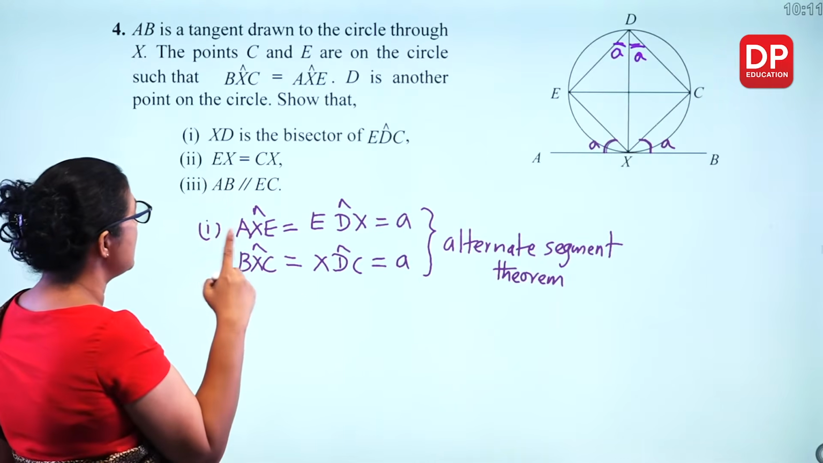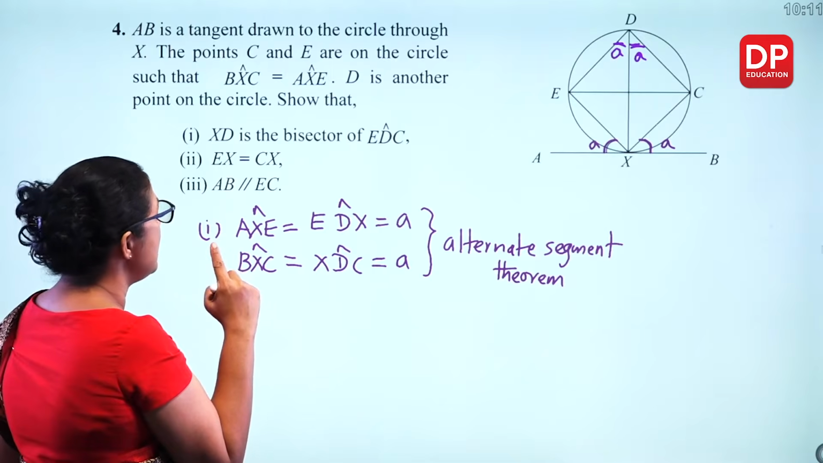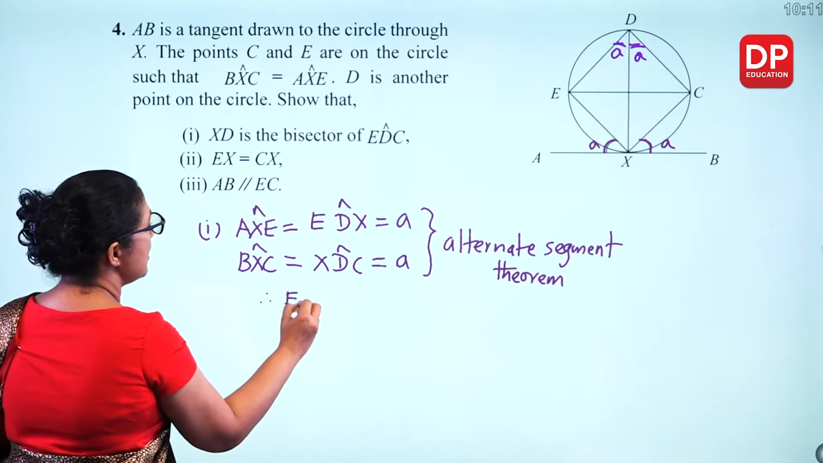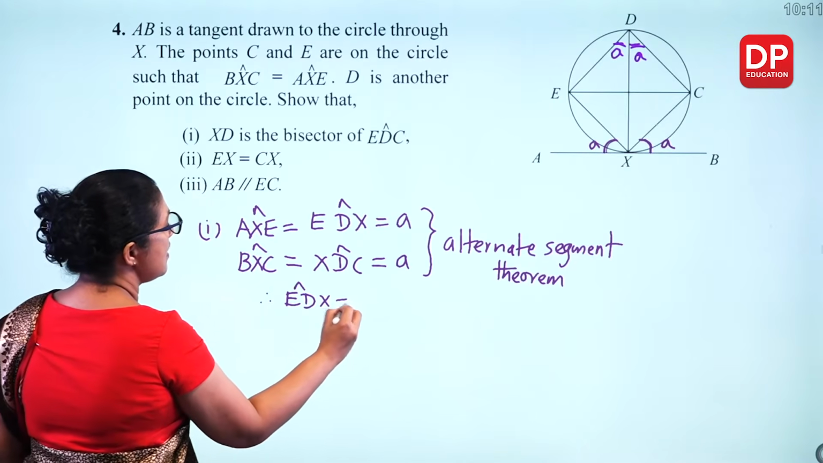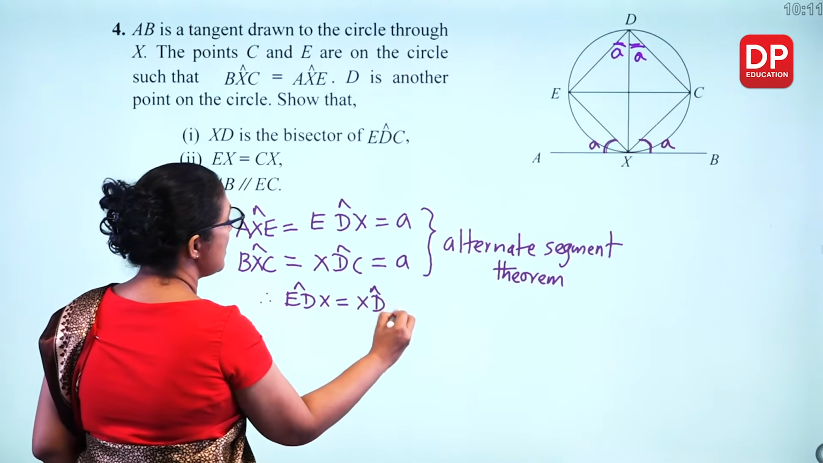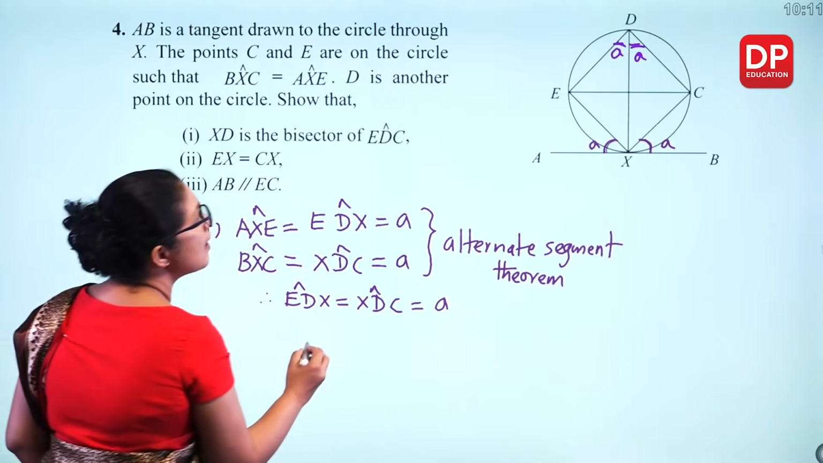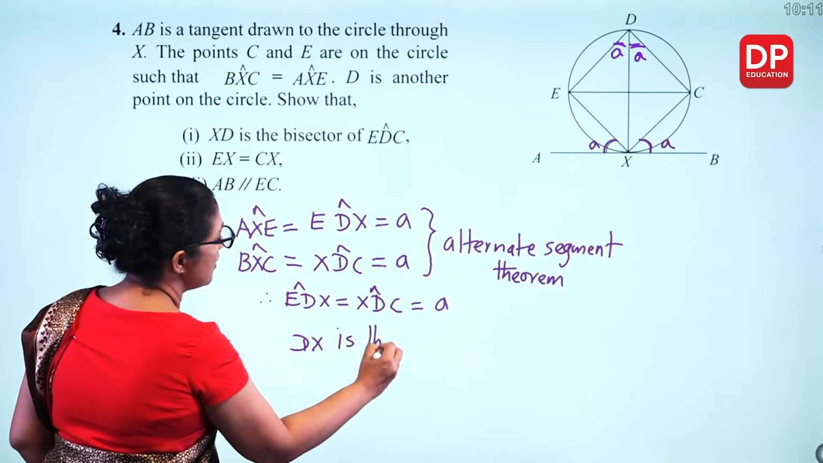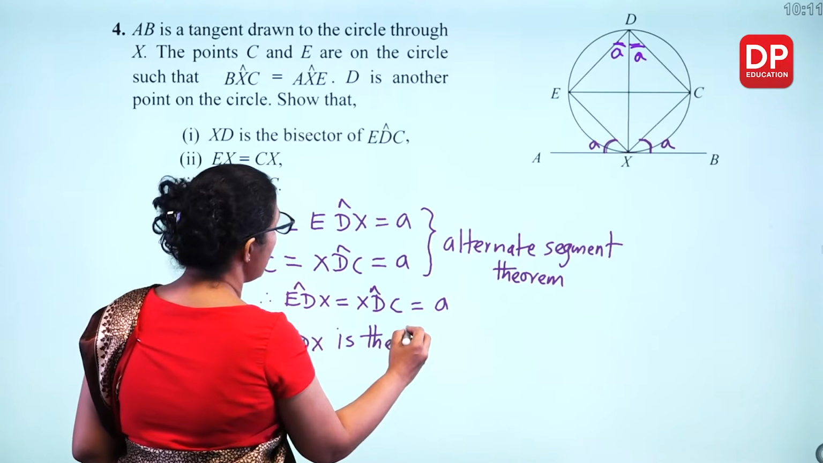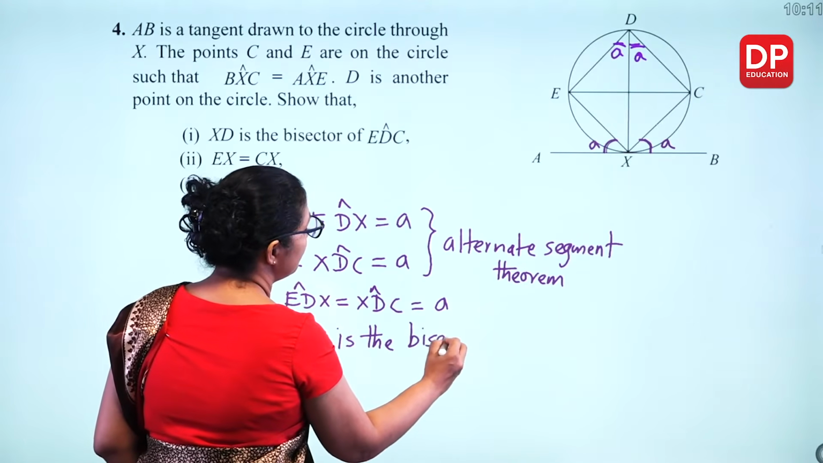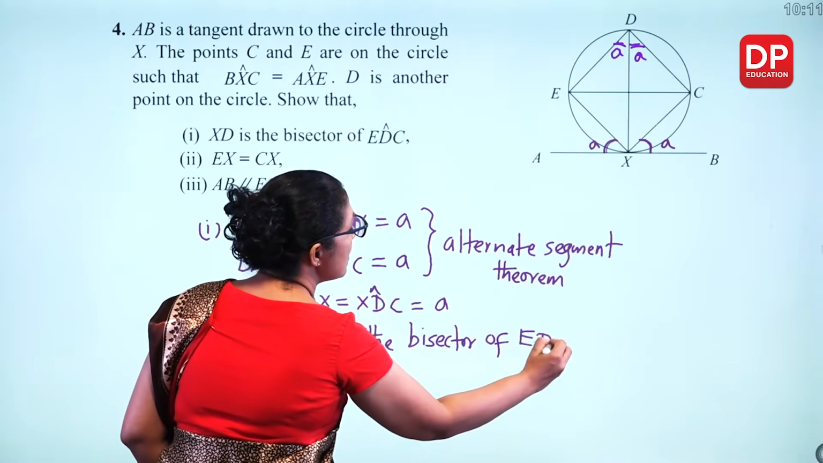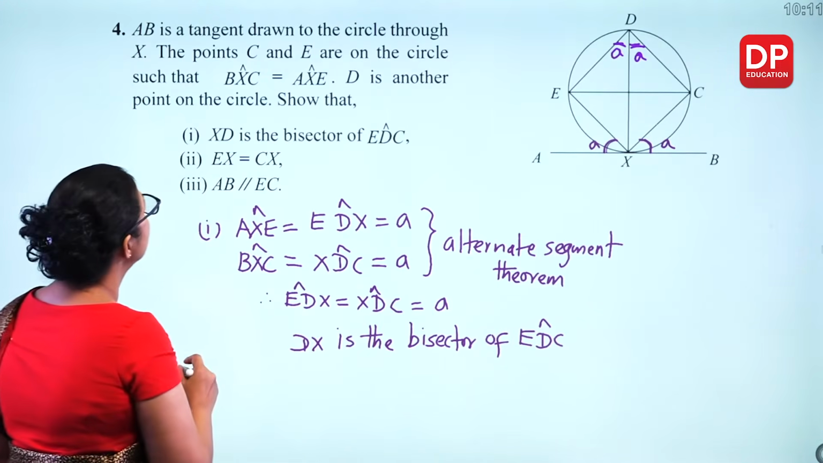Then we see EDX angle. Therefore, EDX is equal to XDC. DX is the bisector of EDC angle.